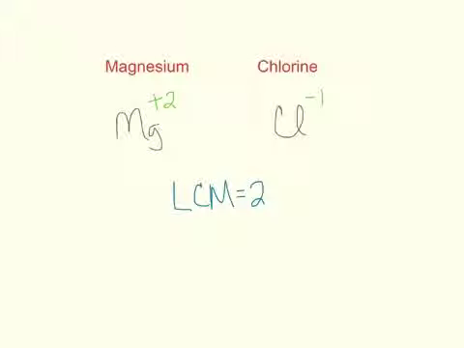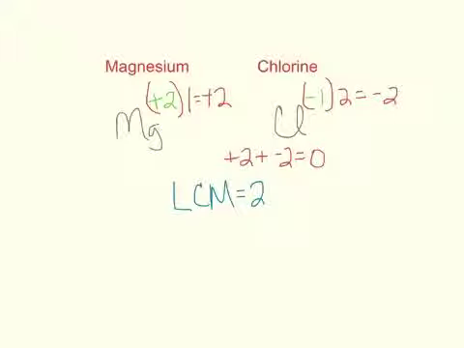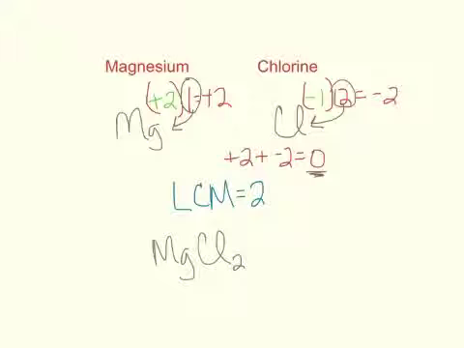To get a total +2 from the magnesium, I would multiply +2 times 1 to get a +2 charge. For the chlorine, I would multiply by 2 to get a total of -2. When we add these total charges together, the overall should be 0 for a neutral compound. That's what we're looking for. The numbers that we multiplied by tell us how many of each substance in the chemical formula. So I need 1 magnesium and 2 chlorines. So the correct chemical formula is going to be MgCl2.